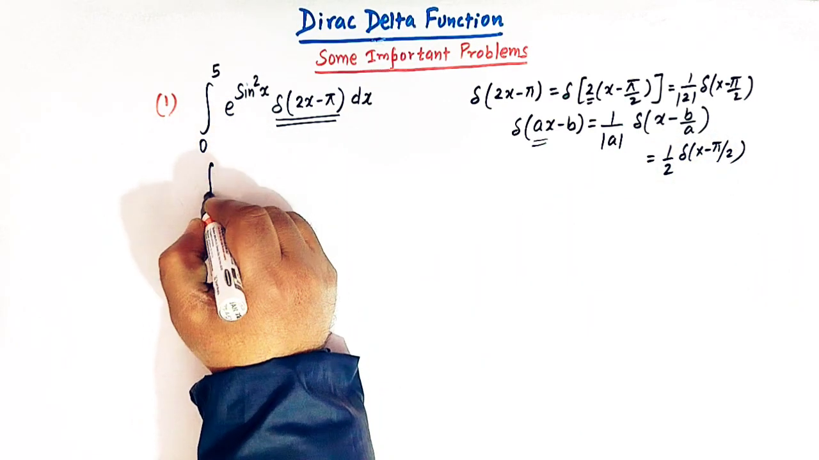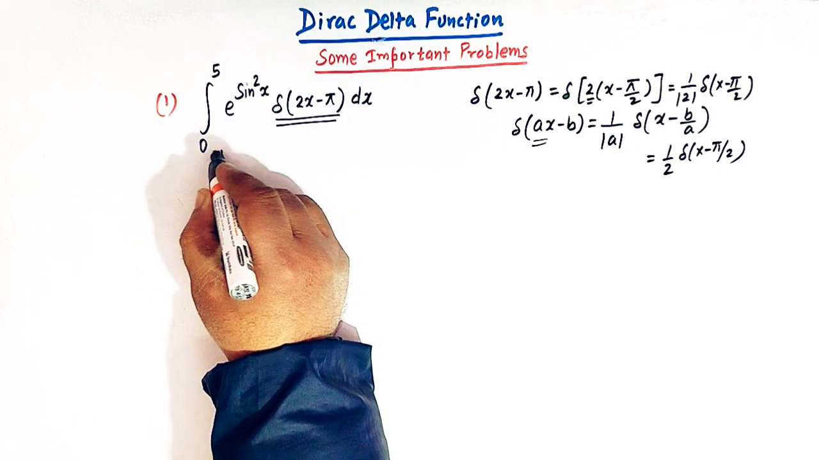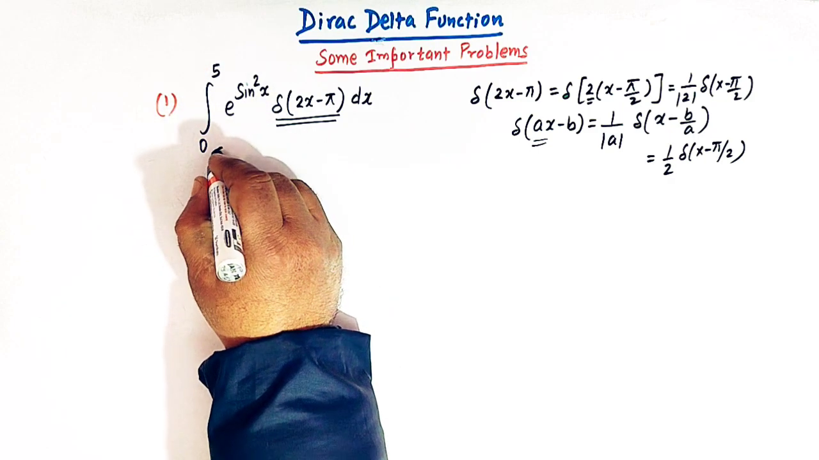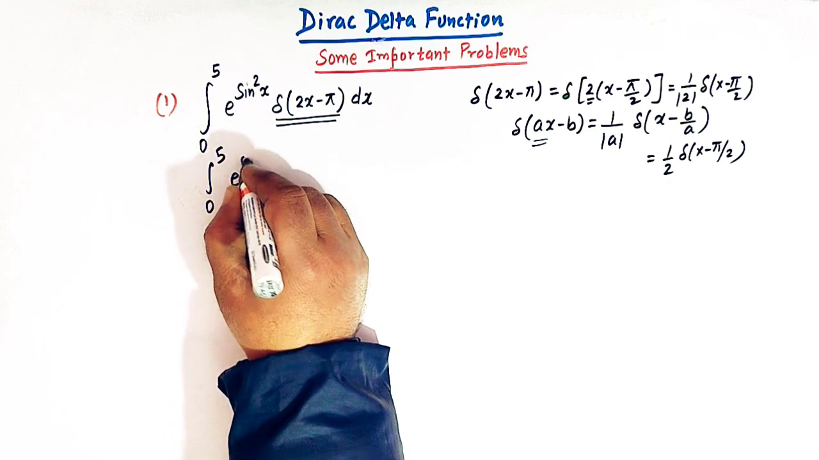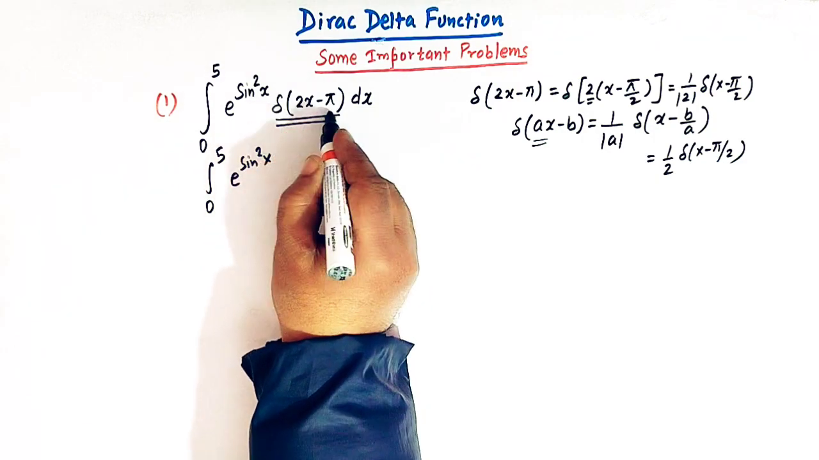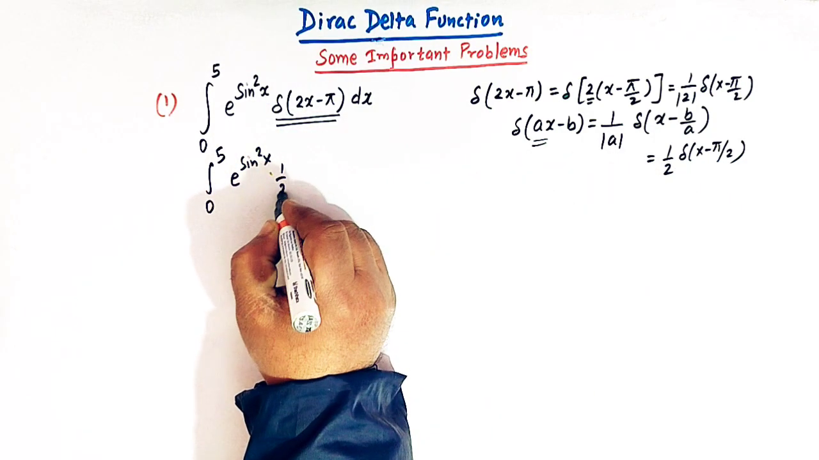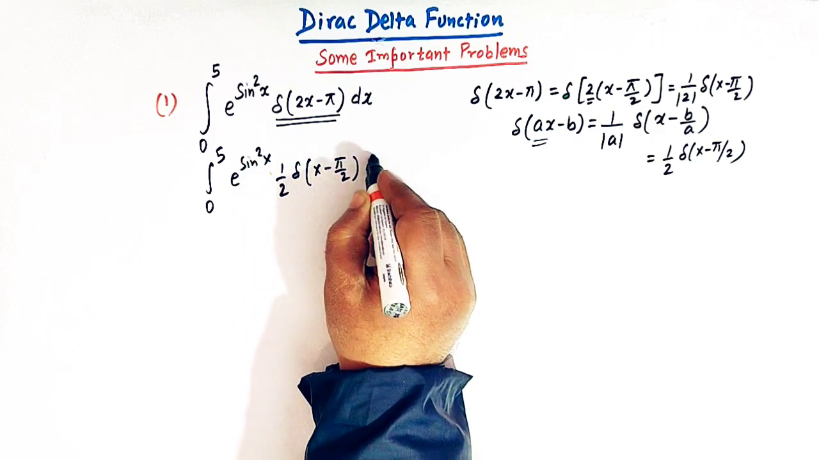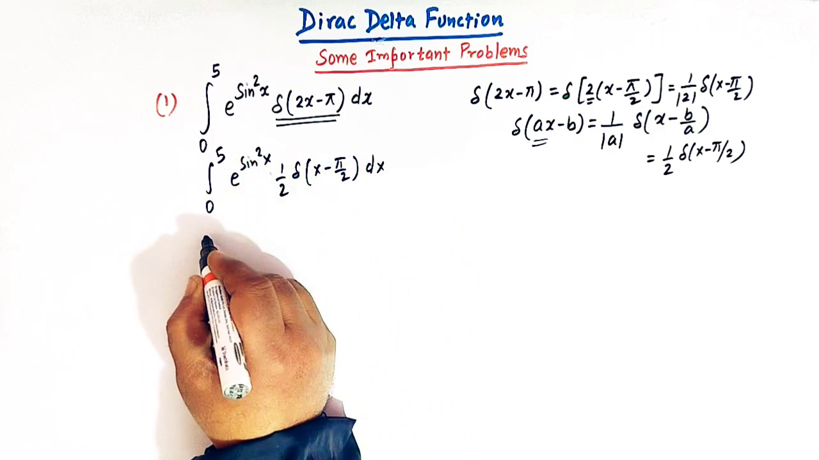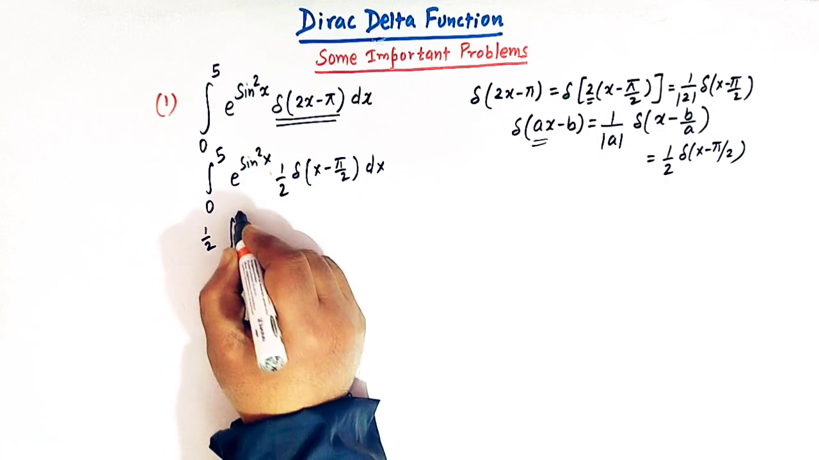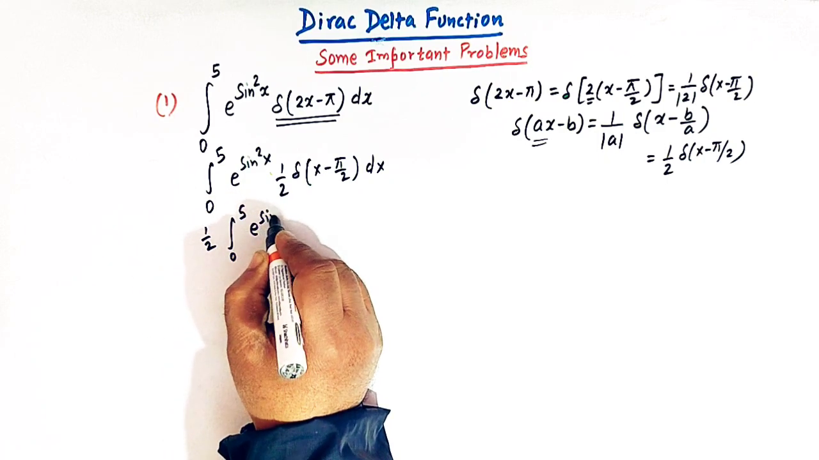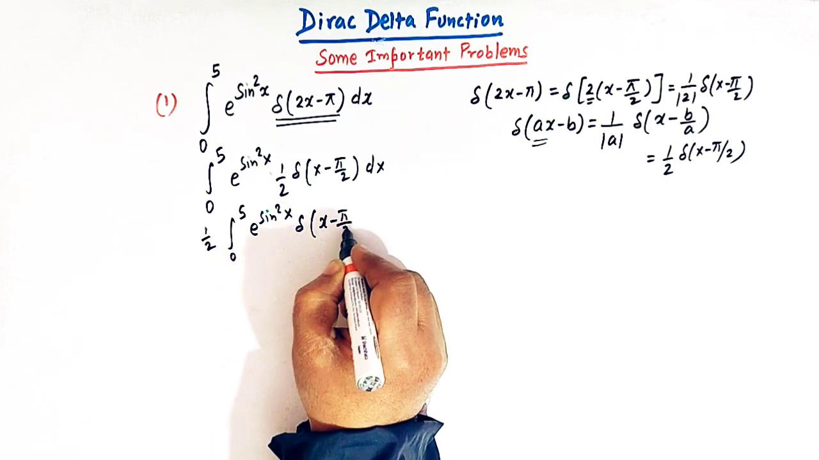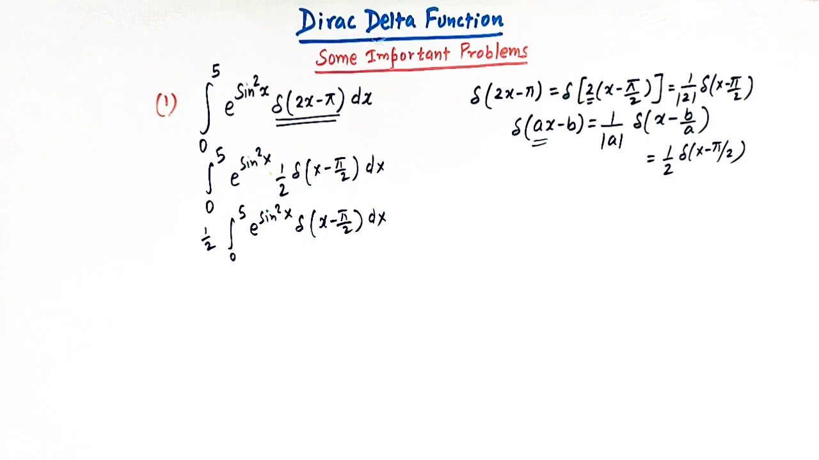So now we can write this expression as the integral from 0 to 5 of e raised to sine square x, and here we have half times delta of x minus pi by 2. We can take half outside the integral, so we have half times the integral from 0 to 5 of e raised to sine square x times delta of x minus pi by 2 dx.